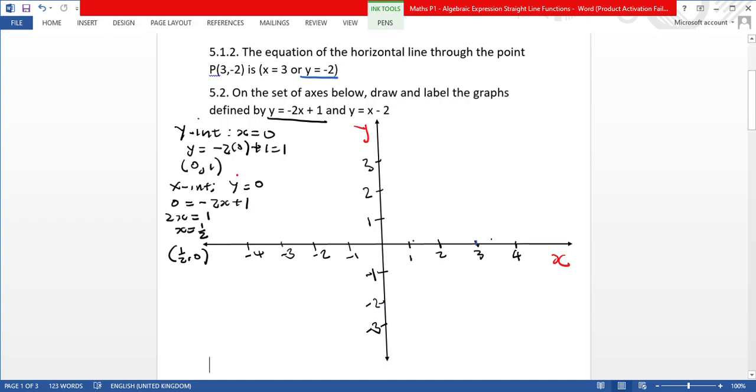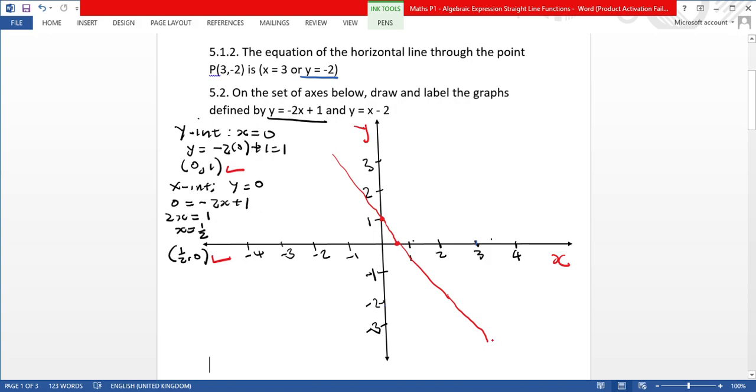So basically, we're going to plot these 2 points onto our graph, and then we're going to join them in a straight line. So let's start with the first one, where x is 0, y is 1. It's a point here. Then when x is half and y is 0, the point is somewhere there. So let's join the 2 points with a straight line. It's going to work out as something like this.